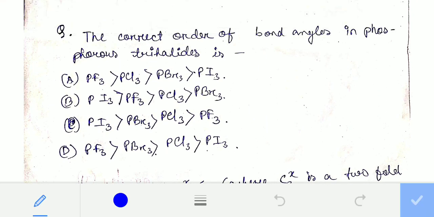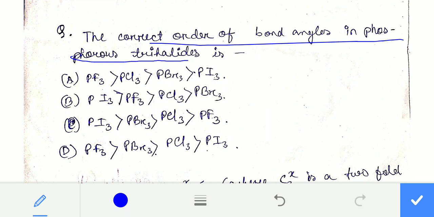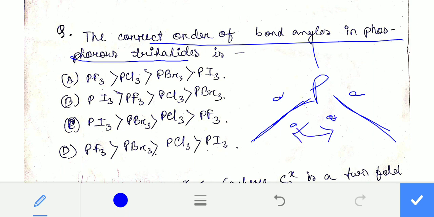So moving to the next question, the correct order of bond angles of phosphorus trihalides. Now here, in the case of phosphorus trihalides, the bond angles are basically due to the bond pair repulsions. So when the bond pairs are close to each other, they will have more repulsion and will cause an increase in bond angles. Which will only be determined by the atom which is attached with the phosphorus.